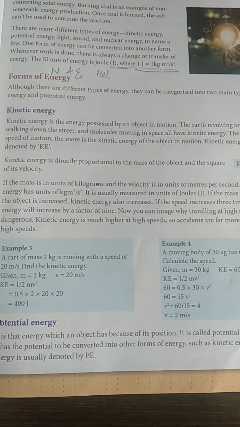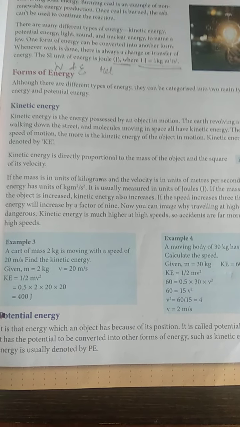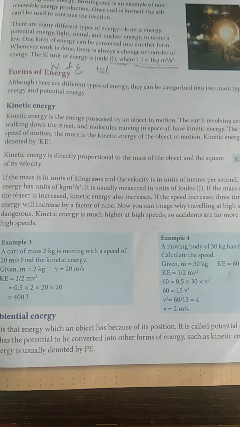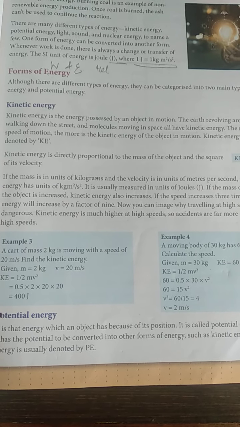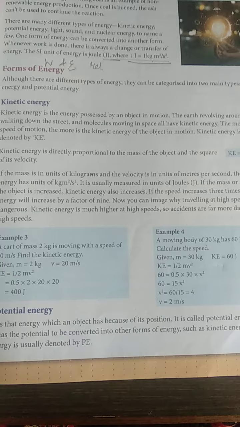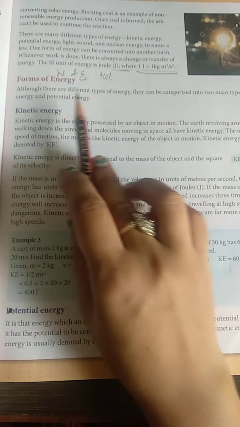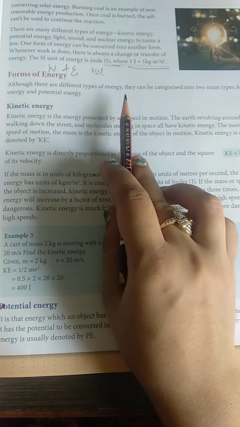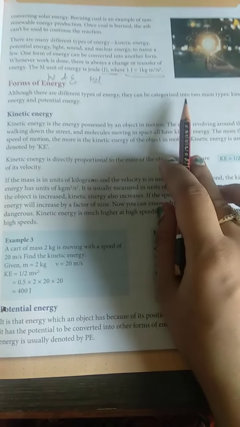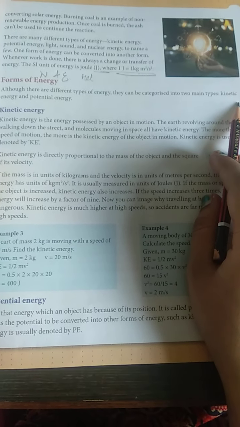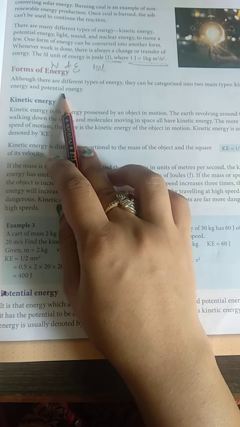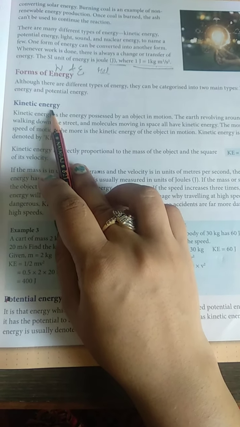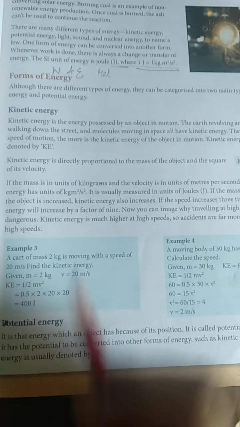In today's class, we are going to do the next topics of chapter number 4, that is energy. Today we will learn about the different forms of energy. Although I have told you there are different types of energy, mainly two types of energies we will understand. First is kinetic energy and next is potential energy. So let's study kinetic energy first.